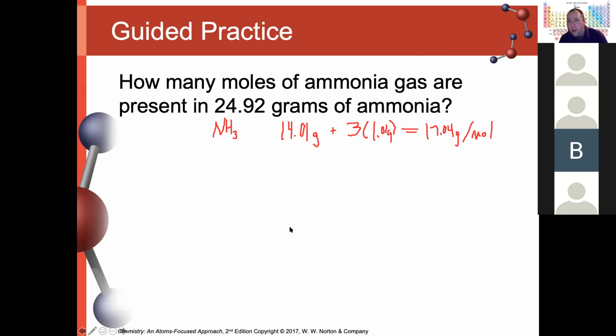Now, using that map on the previous page, we can either just simply divide this, or take the more dimensional analysis type approach. 24.92 grams of ammonia, and using that molar mass as a conversion factor now, 17.04 grams in 1 mole. And so now I can see my grams are going to cancel.